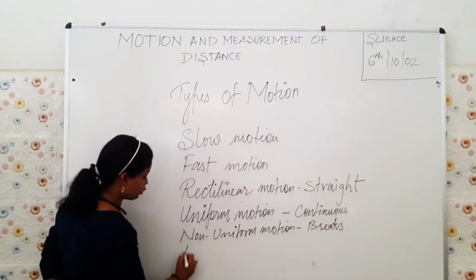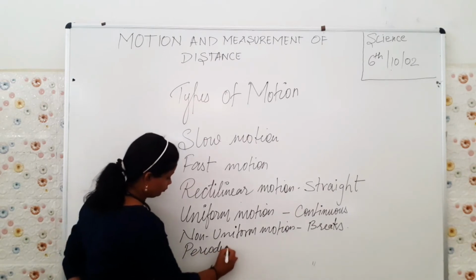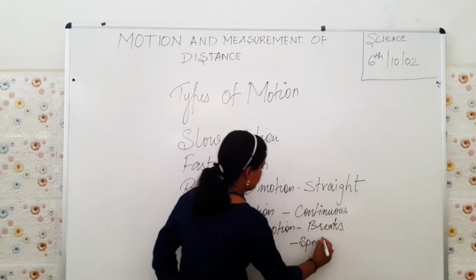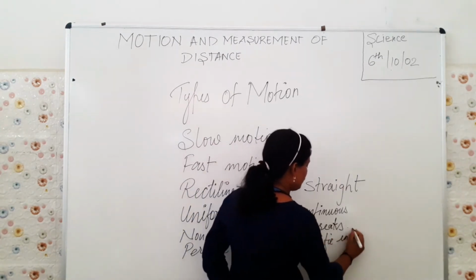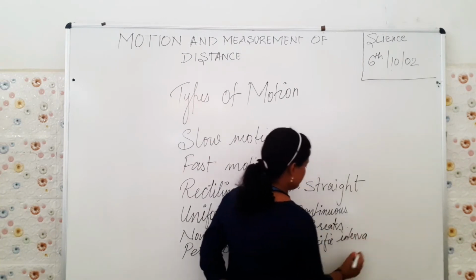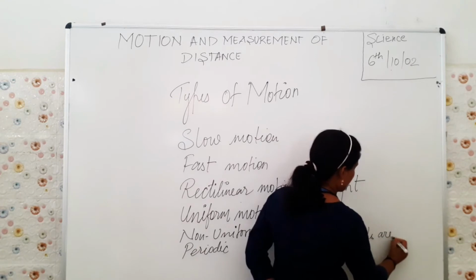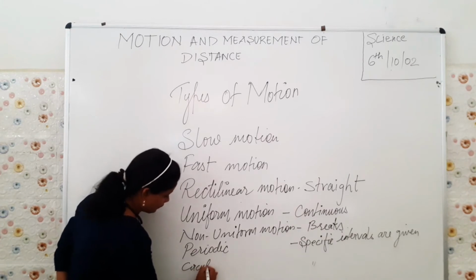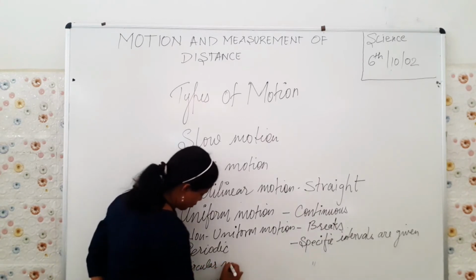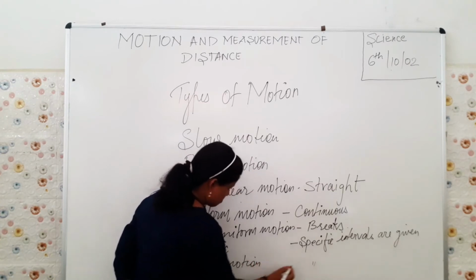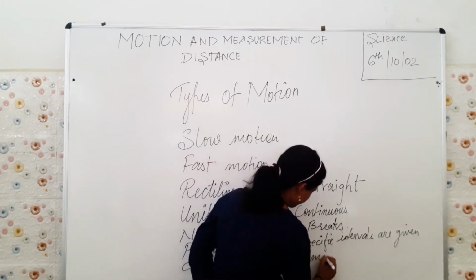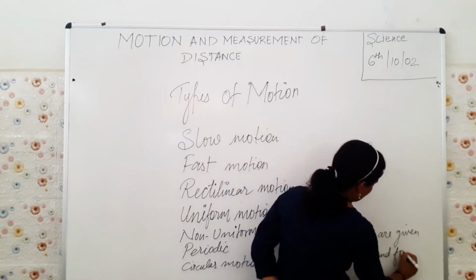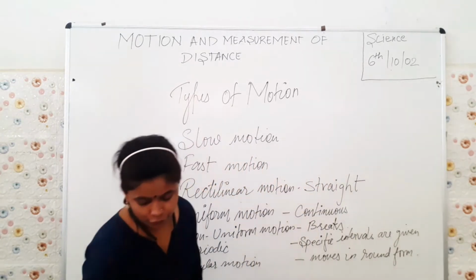Then periodic motion. Specific interval given. Then circular motion. Moves round. These are the few motions.